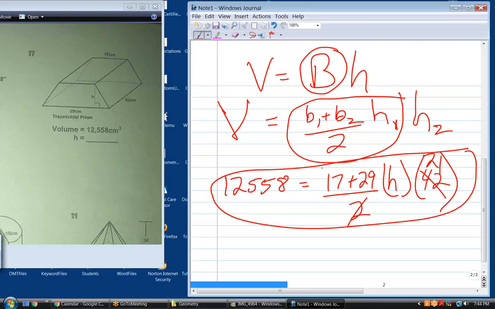Now, that means I've got to put parentheses around that, which I probably should have done in the first place just for clarification. It would be a mistake to cancel out the 2 and the 42 without parentheses, because now you're going to go 17 plus 29h, which isn't correct. It's 46h times 21. So the parentheses are important there. Anytime you see an expression like that and you're going to get rid of the 2, this whole capital B or B1 plus B2 over 2 is being multiplied by h, all of it.